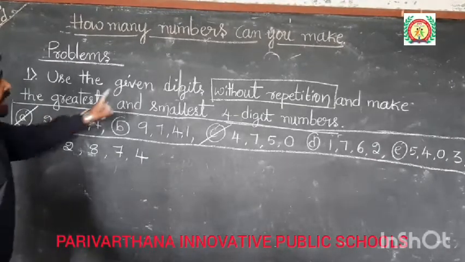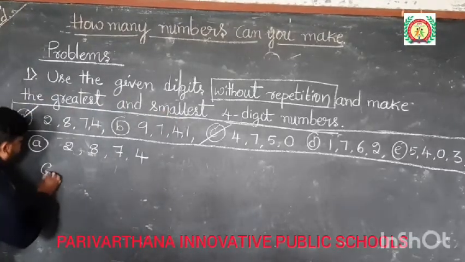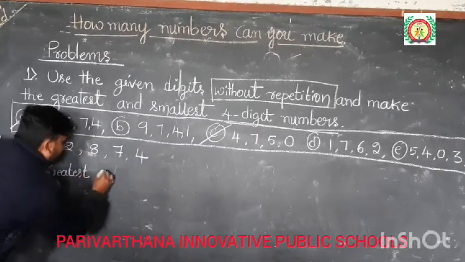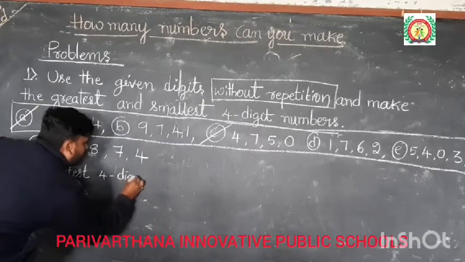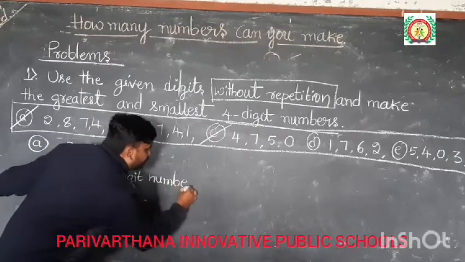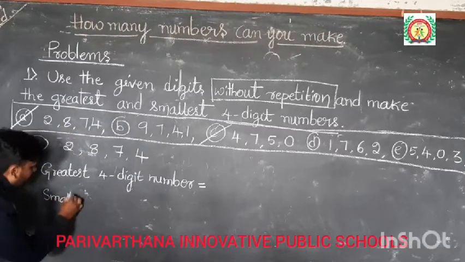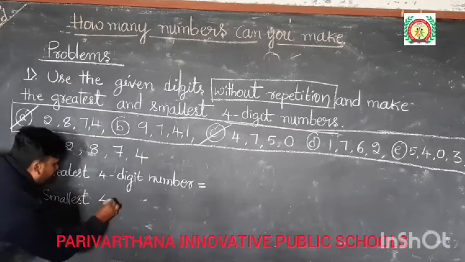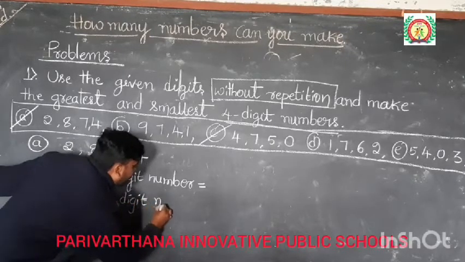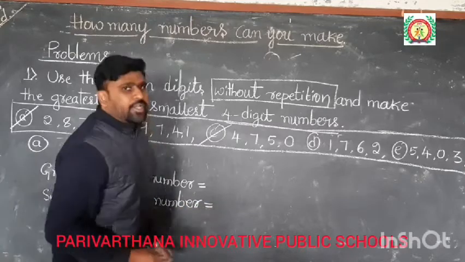What we have to find? Greatest and the smallest. First greatest. Greatest 4 digit number is equal to, next smallest 4 digit number is equal to. Greatest and smallest 4 digit number.